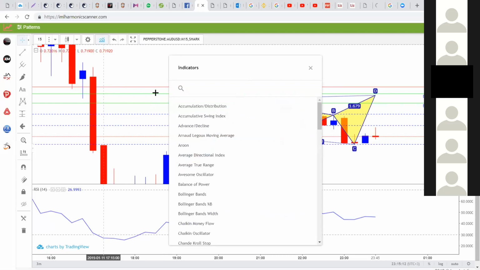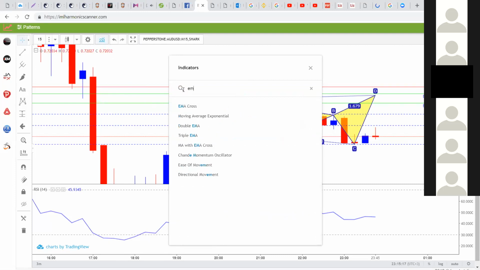You click on the indicators, and one of the first indicators you're going to search for, you type in EMA, and you will see Moving Average Exponential. Moving Average Exponential. I'm repeating myself so that you can get this. I'm not going to rush it. I want everybody to get this. I want you to know this once and for all.